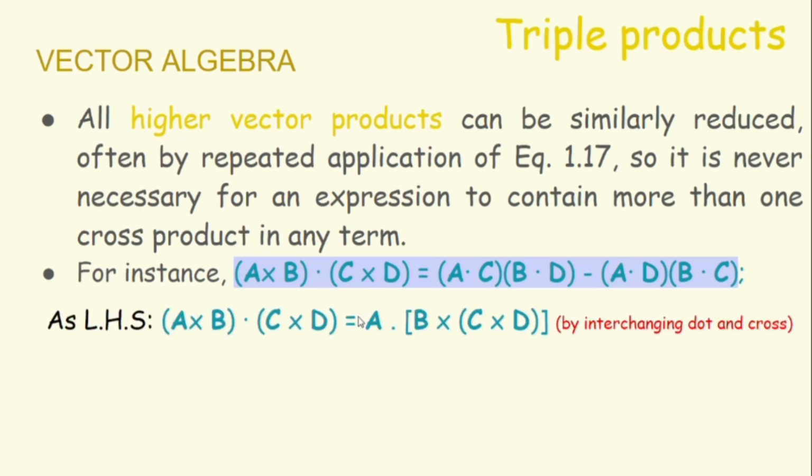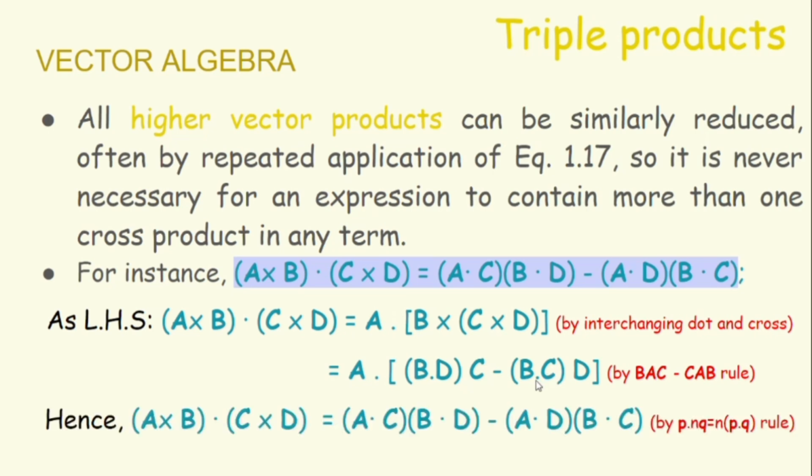So taking the left hand side, we will interchange the cross into dot and dot into cross, and this will remain the same. In the next step, this A will remain the same, but we will apply the BAC minus CAB rule here, and this will become B dot D C minus B dot C D. Now, as you know, the answer of a dot product is always a scalar, so we will consider this a scalar quantity, and this also a scalar quantity.